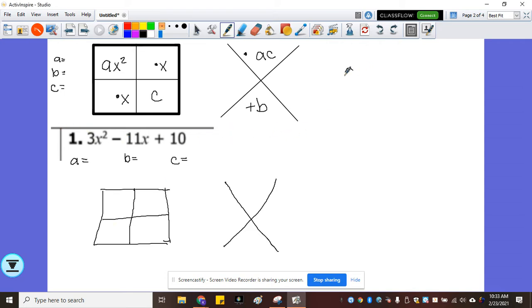And remember, ax squared plus bx plus c, they are just numbers, so don't add the variables. It's just the number and the sign. So A is always the number in front of x squared, so 3. B is the number in front of x. Make sure you take the sign with it, negative 11. And C is just the number by itself.